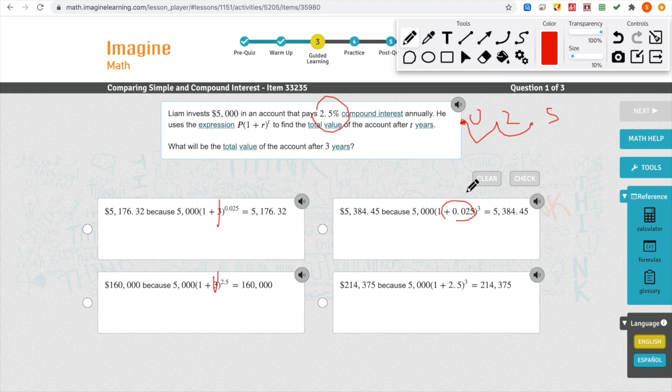And how many years did we have? We had 3 years. So it's not even asking us to solve it. It's just asking us to locate which one of these has the pieces in the right place. So we knew that the 5,000 was right for all of them. But immediately we could see that only these two had the years in the right place. But then we had to figure out, what is the rate going to look like? Do we leave it at 2.5? No, we have to turn it into a decimal, over 1 over 2, so it should be 0.025.